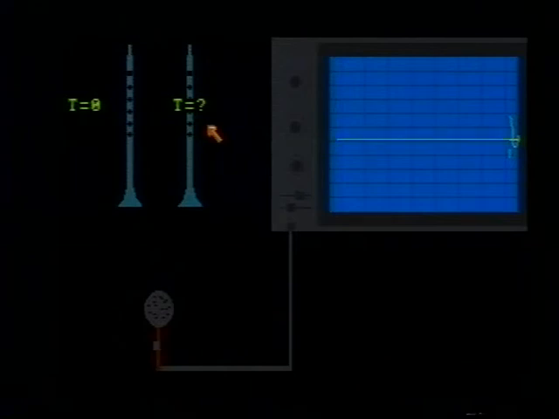One hint before you try to solve this problem. You can find the temperature in this flute if you first find the velocity of sound in the air in this flute. Turn off your VCR now and attempt to solve that problem.